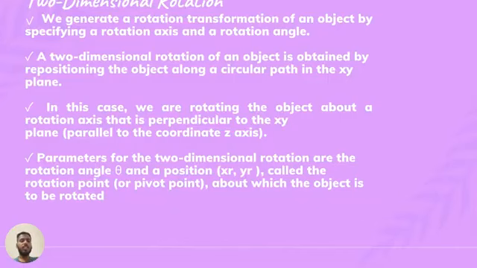Here we talk about 2D rotation, two-dimensional rotation. We generate a rotation transformation of an object by specifying a rotation axis and rotation angle. A two-dimensional rotation of an object is obtained by repositioning the object along a circular path in the xy plane. In this case, we are rotating the object about a rotation axis that is perpendicular to the xy plane, parallel to the coordinate z-axis. Parameters for the two-dimensional rotation are the rotation angle theta and a position (xr, yr) called the rotation point or pivot point about which the object is to be rotated.